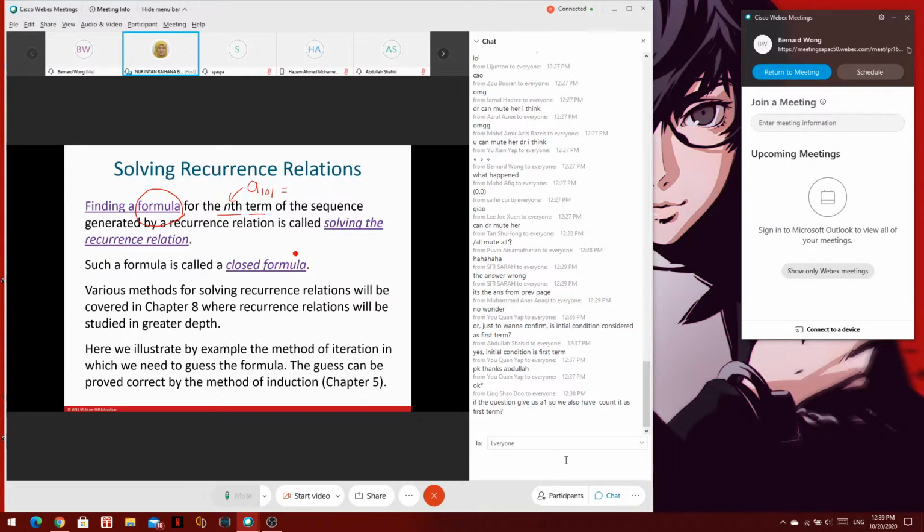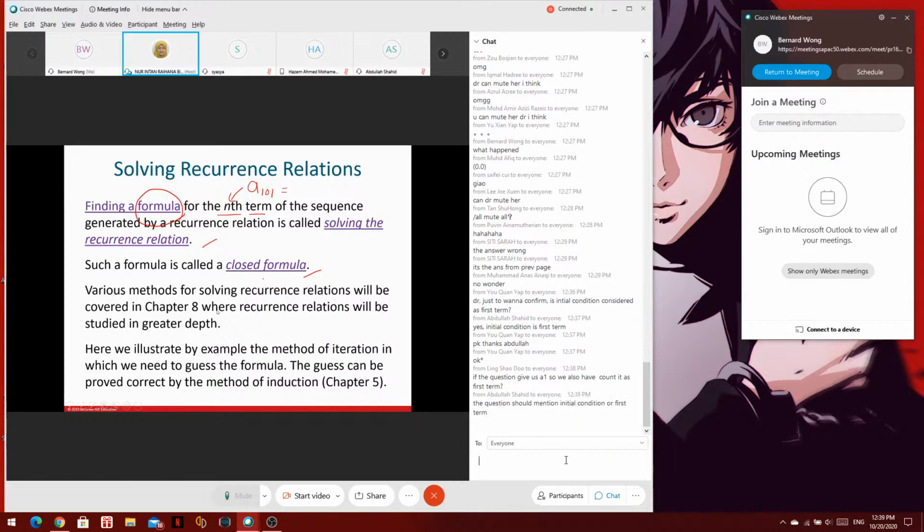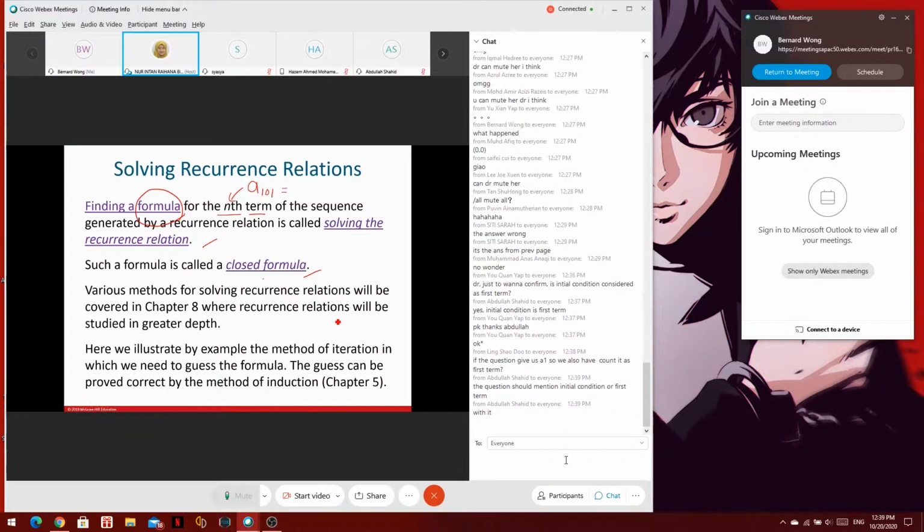Finding the formula for the terms of a sequence generated by a recurrence relation is called solving the recurrence relation. Such a formula is called a closed formula. This is just a term for this topic. Various methods for solving recurrence relations will be covered in chapter 8, where recurrence relations will be studied in greater depth. This subtopic introduces how to find the formula for a recurrence relation.